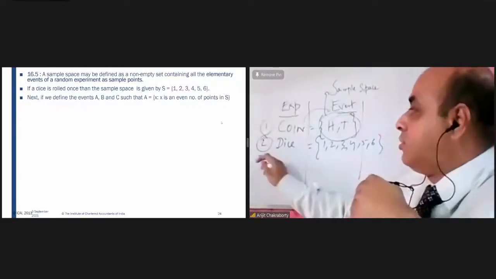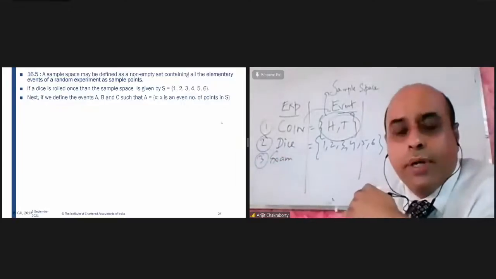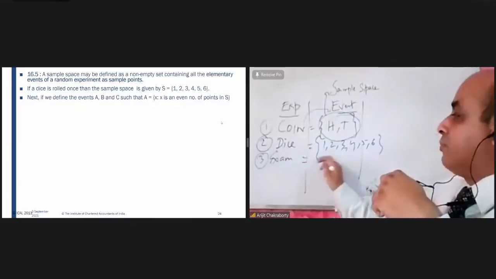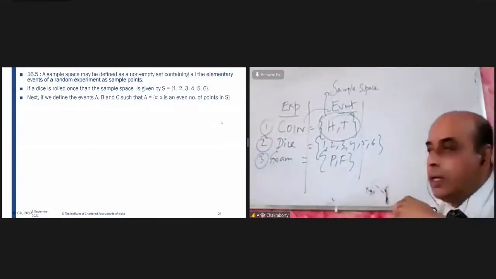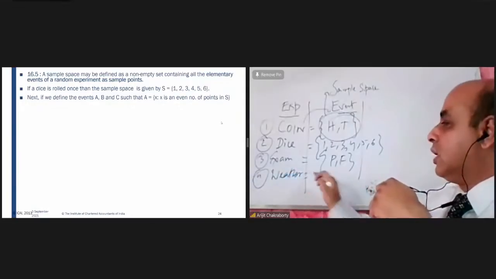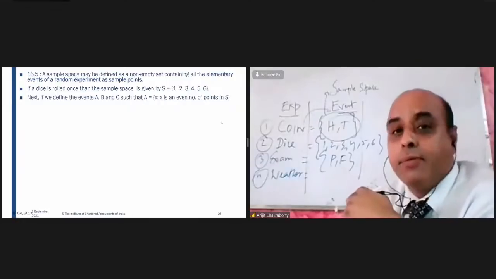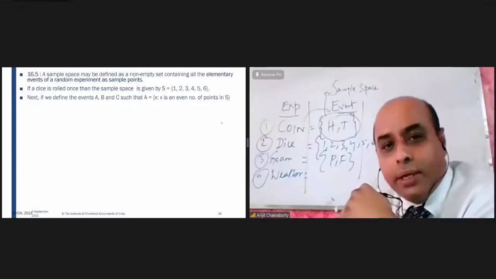I am appearing for an exam. There are two possibilities; there's no draw here. Either you pass or you fail. So the sample space is P and F, either pass or fail. The fourth example, weather: either sunny or rainy. Yes, there can be partially cloudy, we'll take that also. So we have sunny, rainy, or cloudy.